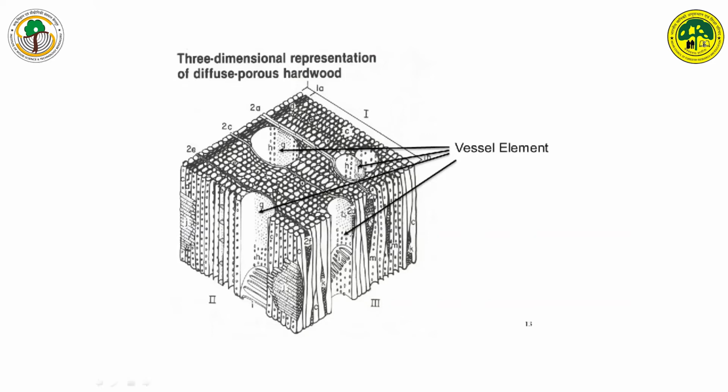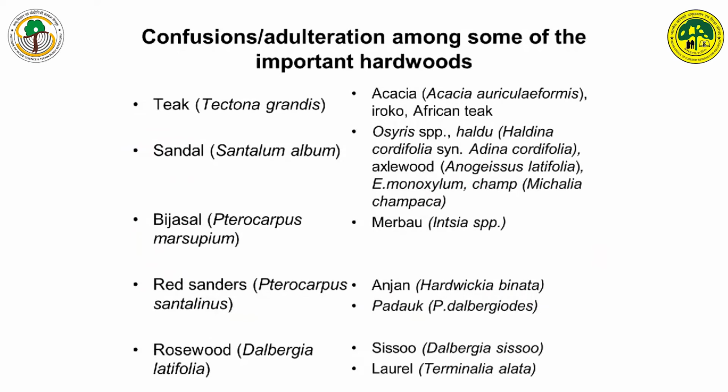And the rays will be seen as a spindle shaped one, and in the tangential section, it will be seen as ribbon shaped. So now coming to the point of confusions or adulteration among some of the important hardwoods.